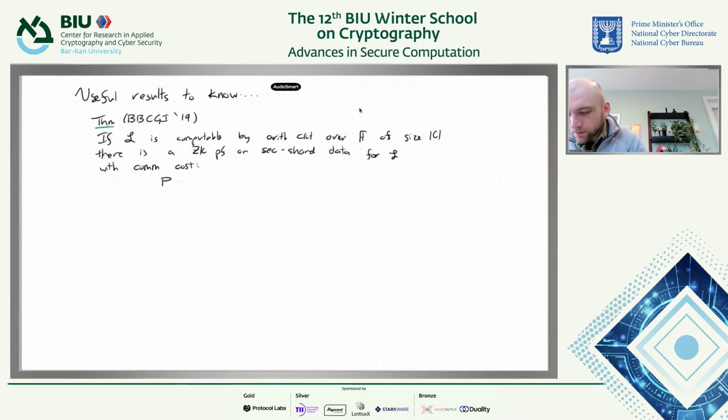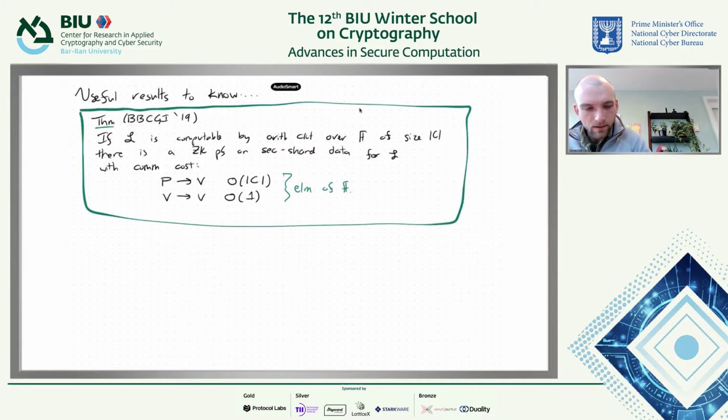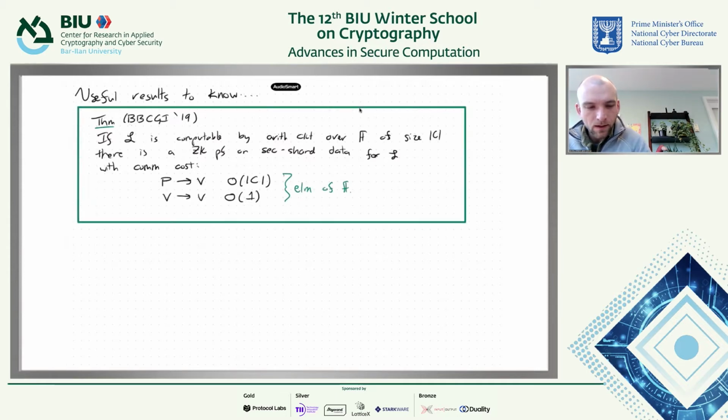The prover to verifier cost, or client to server cost, is linear in the size of the circuit. And the verifier to verifier cost, or server to server cost, is constant. These costs I'm measuring in elements of the field F. So this is a useful thing to know.